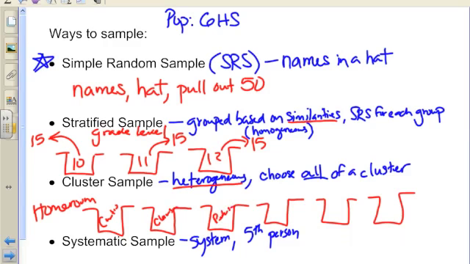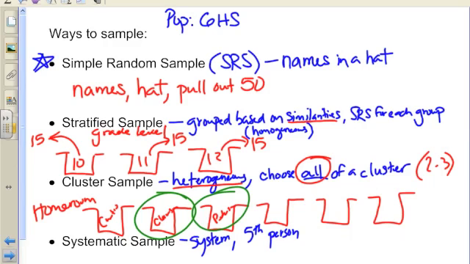So here, I'm going to choose everybody in a cluster, or maybe 2 or 3 clusters. So I might randomly choose, well, hey, guess what? We're going to ask all the students in Mr. Clausen's homeroom. We're going to ask all the students in Miss Peterson's homeroom. We're going to ask all the students in Mr. Moon's homeroom. So I don't pull out some from the hat. I use everyone in that group.